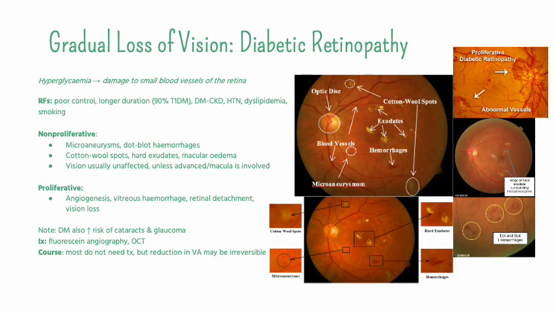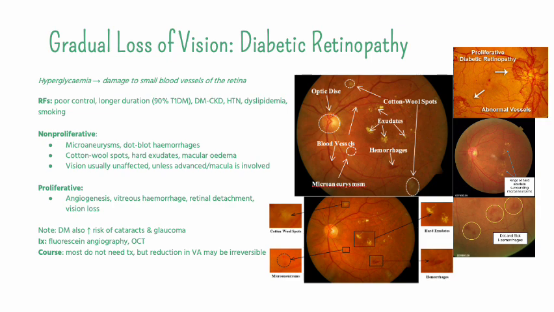So in diabetic retinopathy, which occurs due to poorly controlled diabetes, in which the blood sugars cause damage to the blood vessels of the retina, the risk factors include poor control of your diabetes, a longer duration of the diagnosis, chronic kidney disease associated with diabetes, hypertension, dyslipidemia, and smoking. There are two main types, non-proliferative and proliferative.